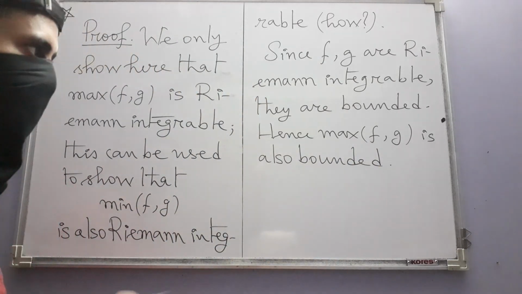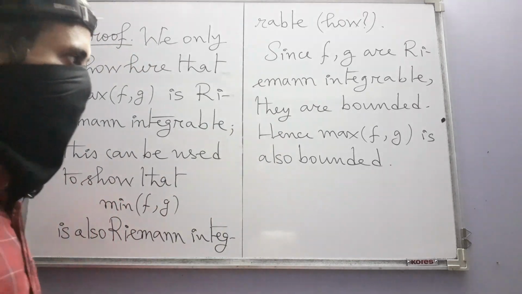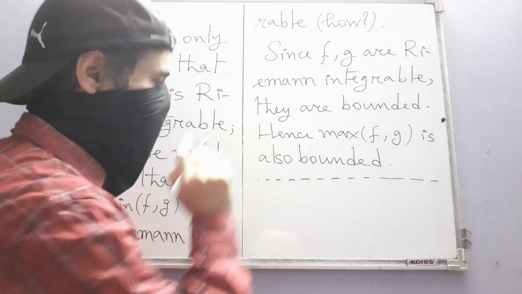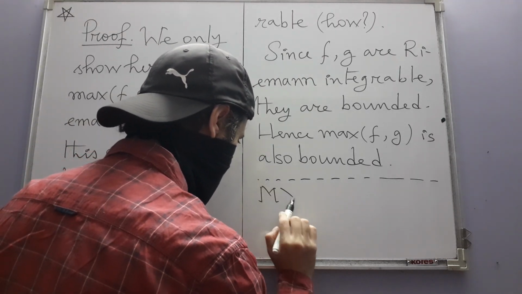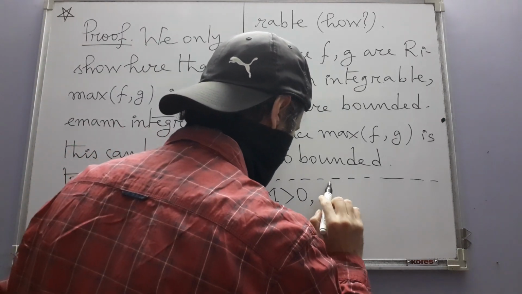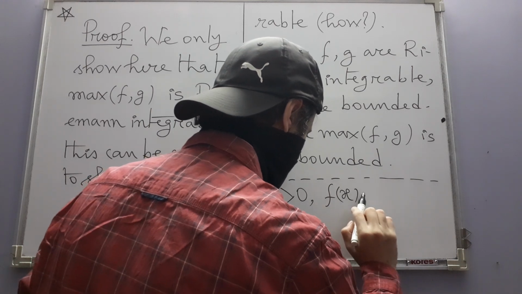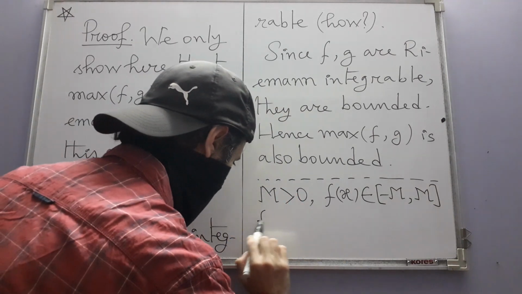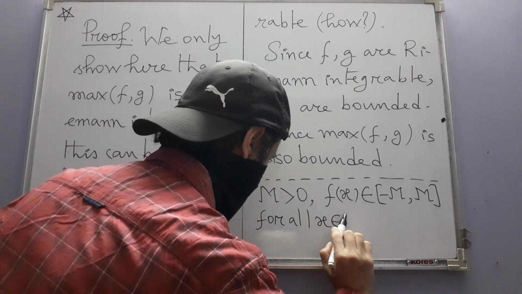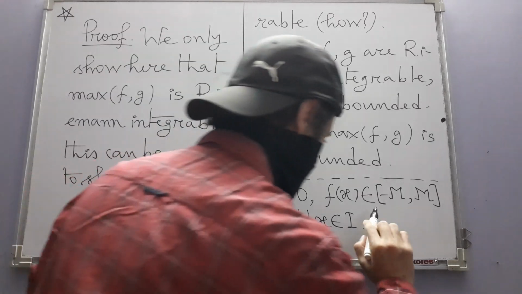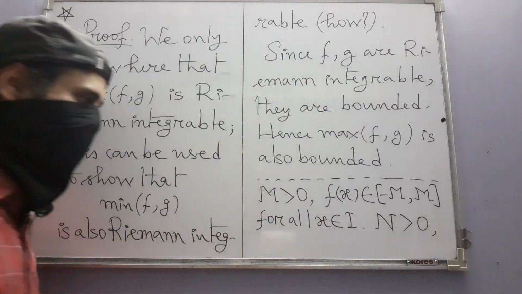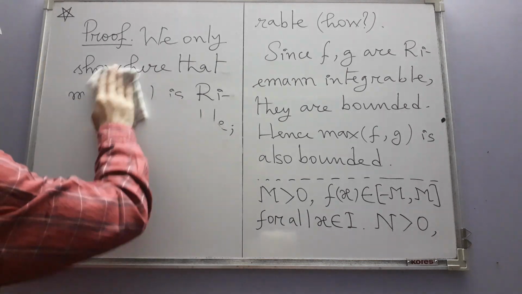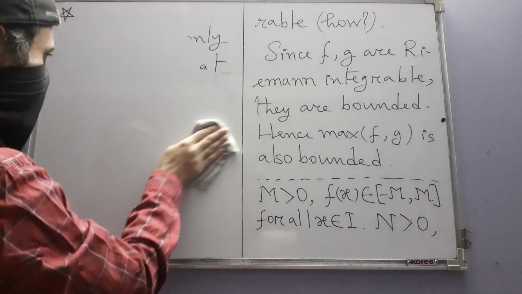But exactly how? You use the fact that f and g are bounded. Let me just show basically what it is. Because f is bounded, there exists a positive real number m such that f of x belongs to the closed interval minus m comma m for all x belonging to I. Also g is bounded, so likewise you will find a positive real number n such that the g values will also lie in a similar interval, but this time having the endpoints minus n and n.